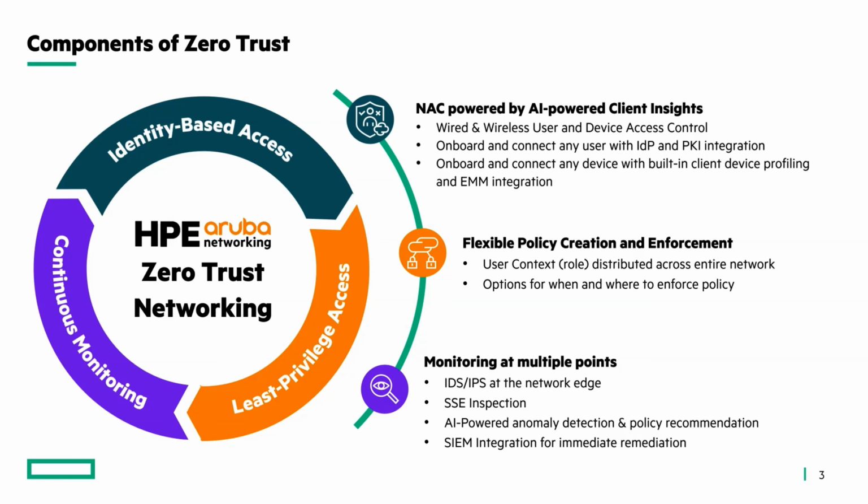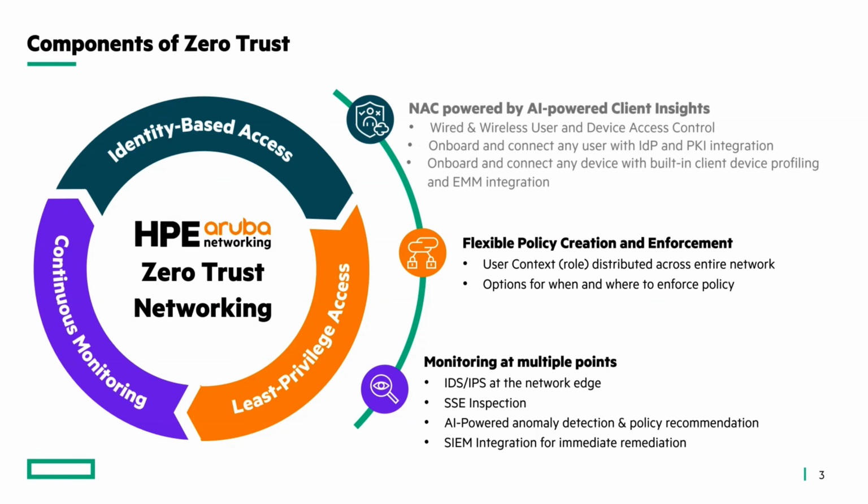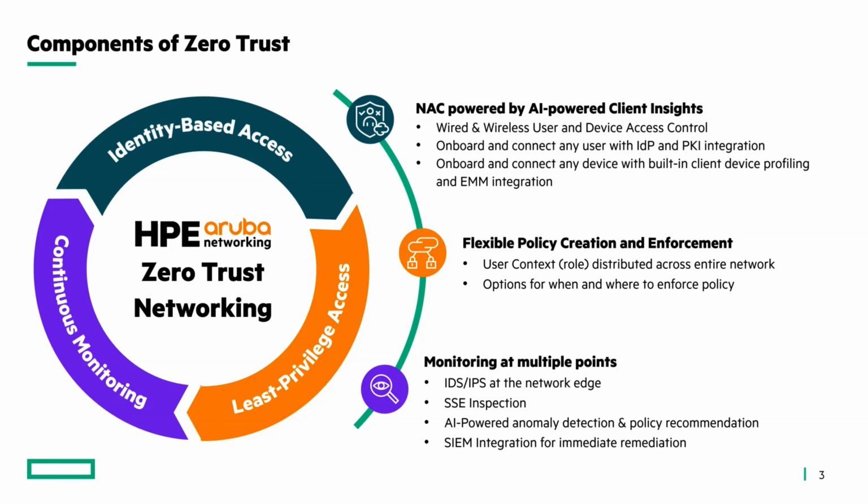At HPE Aruba Networking, these principles are built directly into the network. Identity-based access starts with NAC. Whether you're using Central NAC or ClearPass, both can onboard users through your identity provider and profile devices in real time. From there, policy is defined based on roles. A role represents who or what a user or device is on the network, and the role follows them across the environment. You can enforce it at the edge, across the WAN, or at the cloud perimeter, whatever fits your design.